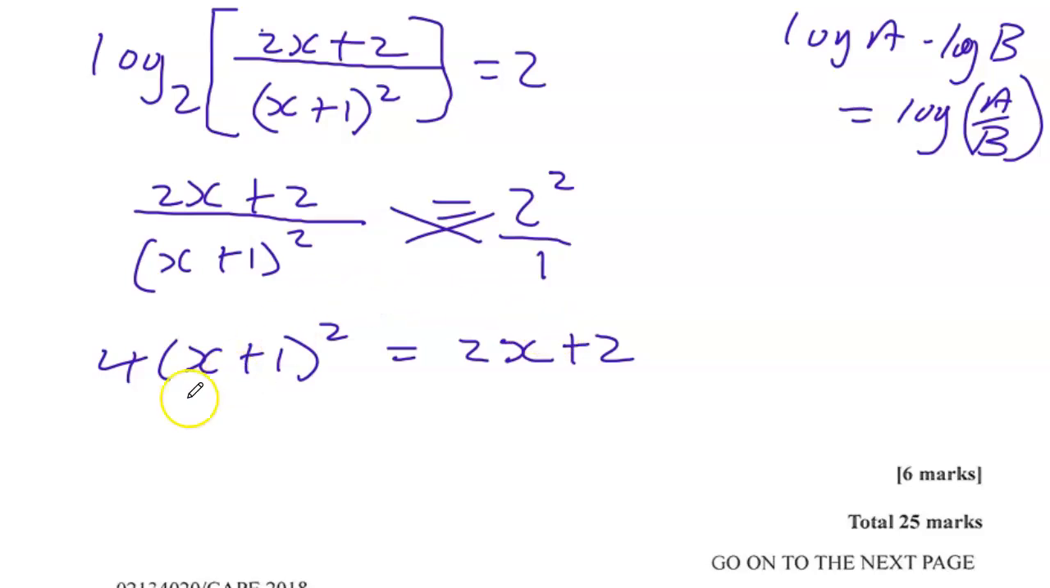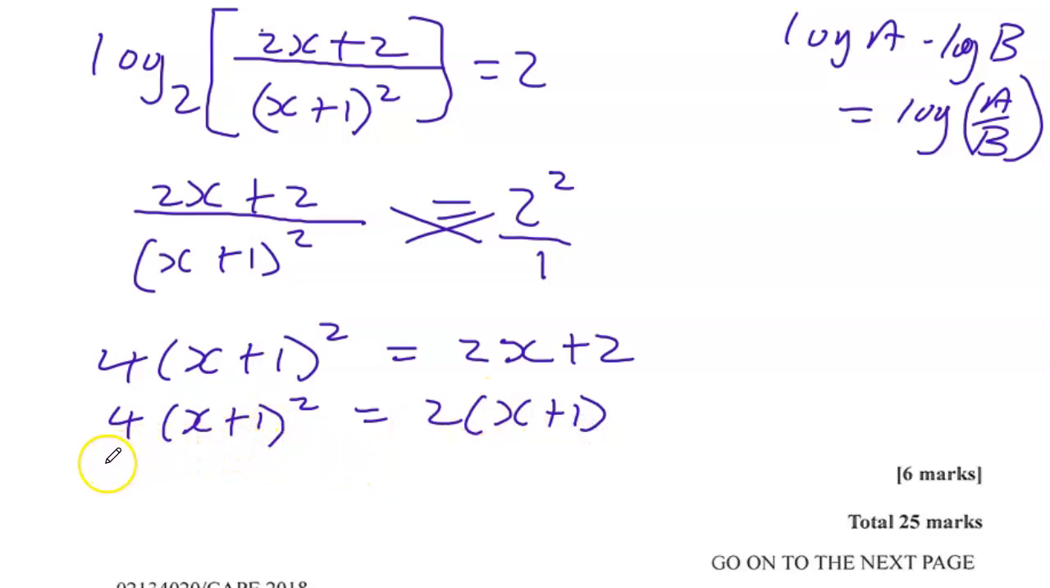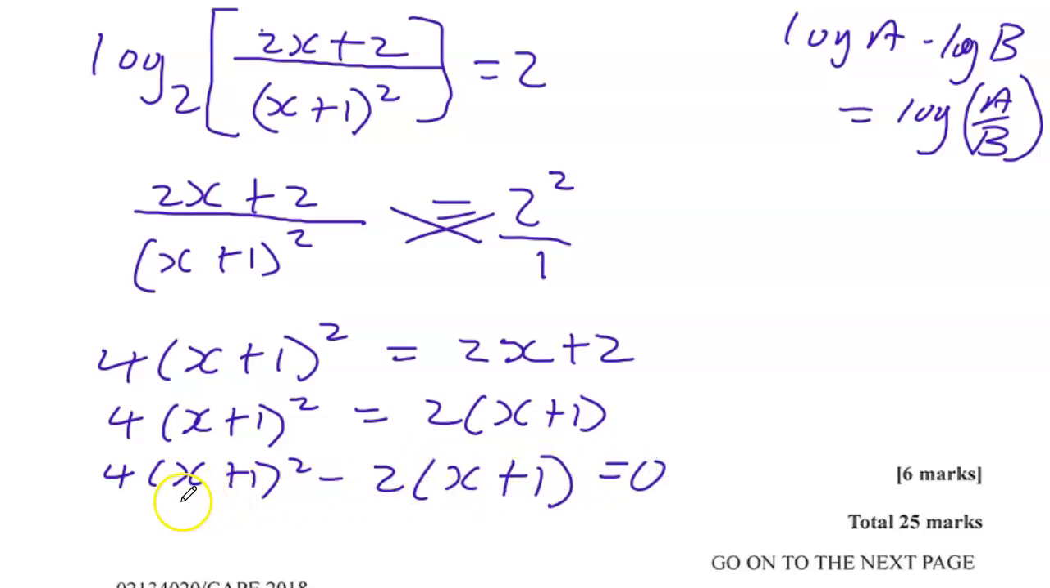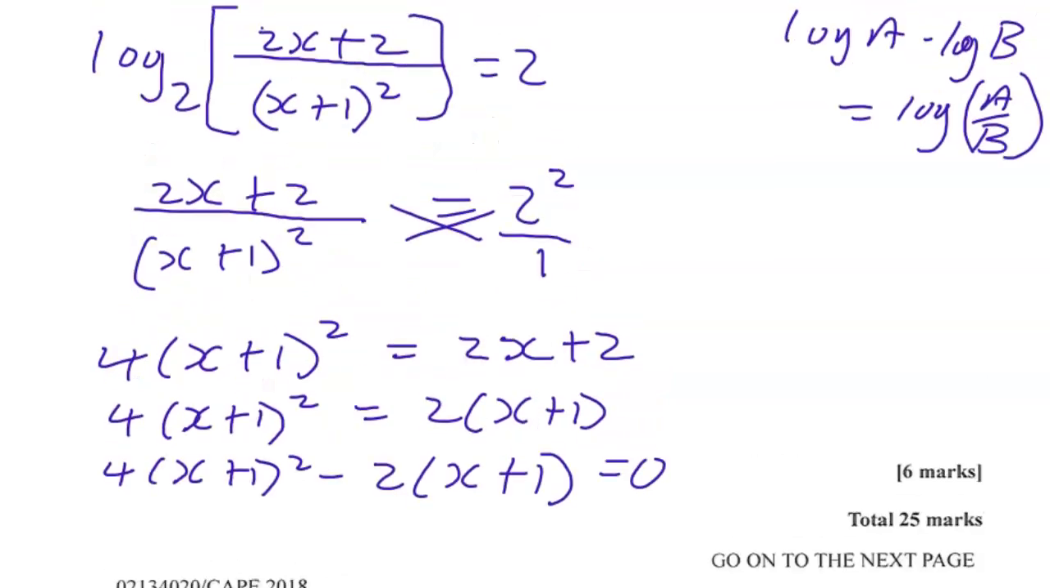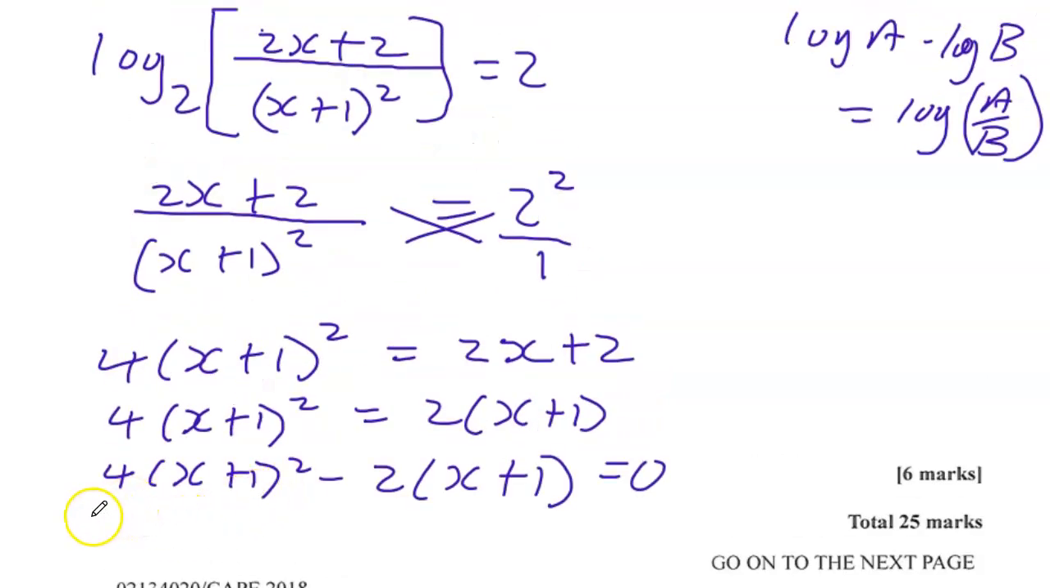Alright, so this becomes (4x plus 1) all squared into 2. Can I just factor out 2? If I factor out 2, I could rewrite this as (4x plus 1) squared minus 2 times (x plus 1) is equal to 0. And now of course I can factor x plus 1, since x plus 1 is a common factor.